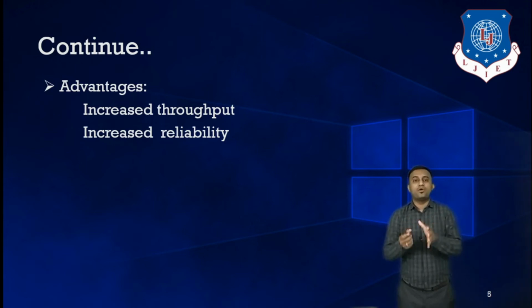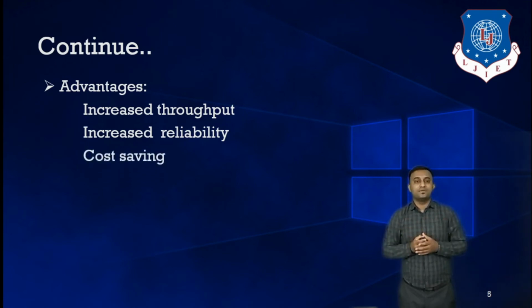If something goes wrong with one CPU, we can do the same task with the help of the other available CPUs. So we can increase reliability when we are dealing with a multiprocessing system.